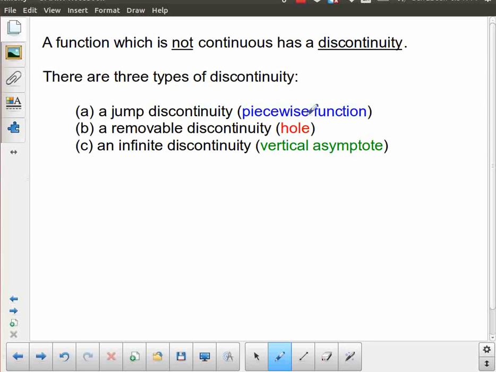So a jump discontinuity we will see most readily in a piecewise function. A removable discontinuity, the removable part means when you've done something like x times x minus 1 over x minus 1, I have divided out some common factors. That results in a hole. And then an infinite discontinuity would be a vertical asymptote. That one is probably the one that we're most comfortable with and is most obvious to us. Although, as you're about to see, a piecewise function discontinuity is quite obvious as well.